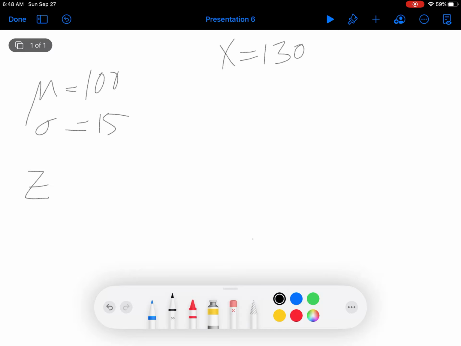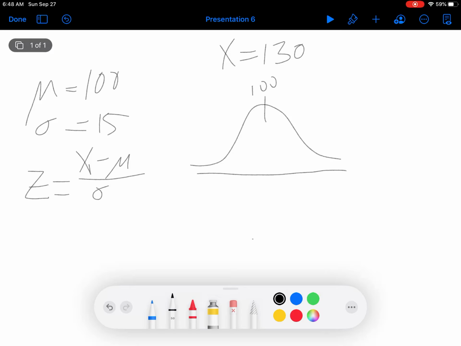Now remember that we're going to have to convert everything to Z. And so Z is X minus mu over sigma. It's one of our formulas we can use. So for this, I always think the first step, and this is so important, is to sketch the distribution so that we know what we're looking for. And this is where I see people have lots of problems. So we're going to sketch this normal distribution. We know our mean is up here at 100. And we have to find our z-score. What z-score goes with 130?